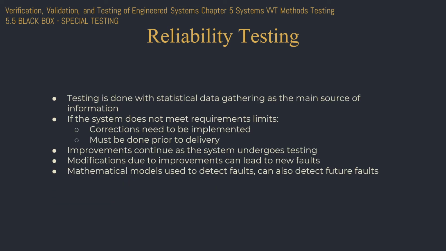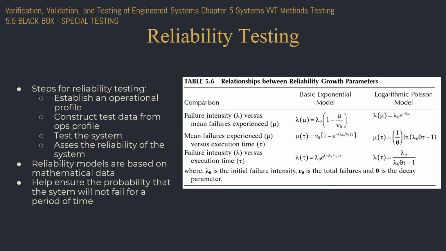Steps for reliability testing: establish an operational profile, construct test data from ops profiles, test the system, assess the reliability of the system. A lot of logarithmic and basic exponential models are used. Essentially, you're using a formula to get the information that you need, and it helps you understand how reliable your system is.